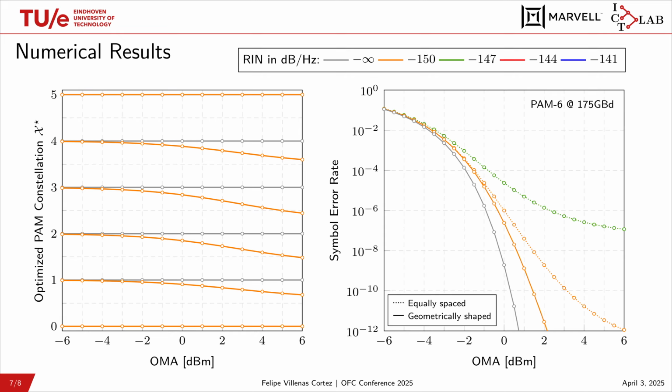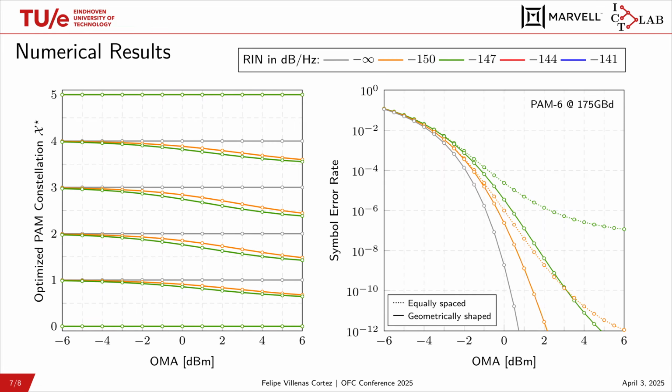Next, we also simulate the value of -147 dB over Hertz, and we can see more clearly the trend that the RIN has on the channel, which is that it starts to converge to a certain value until it results in an error floor in the symbol error rate. Nonetheless, if we optimize for the geometric shaping, we obtain the constellation on the left, which follows the same trend as before. And now we can see that the symbol error rate improves, and we can even match the performance of the system with a lower RIN parameter, in this case -150, which is the orange curve, at around 3 dBm.